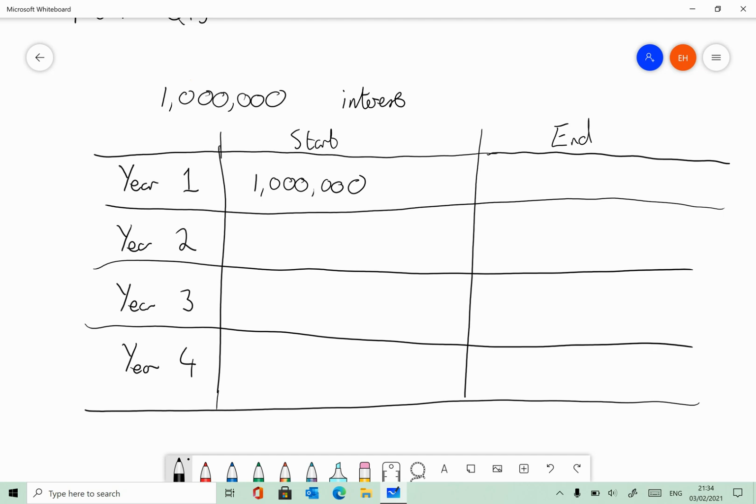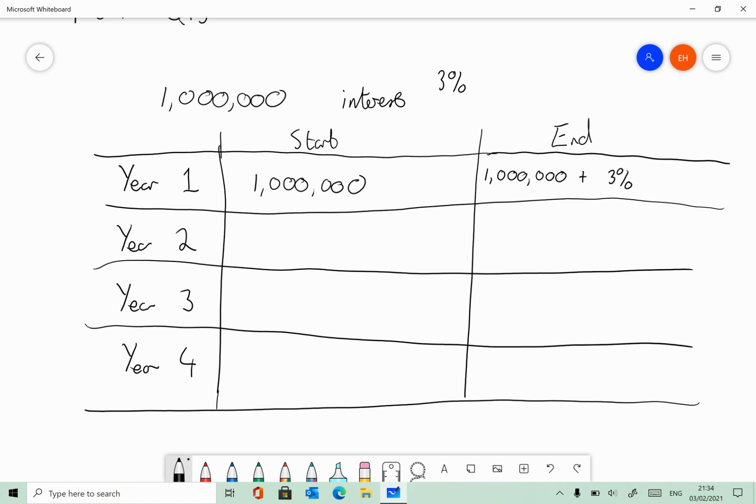And the interest rate might be something like 3%. So the bank will tell you, if you put your money into us, we will give you 3% per year. So that means your money will grow by 3% every year. So at the end of the first year, you will have the €1 million plus the 3%. So what is 3% of €1 million?